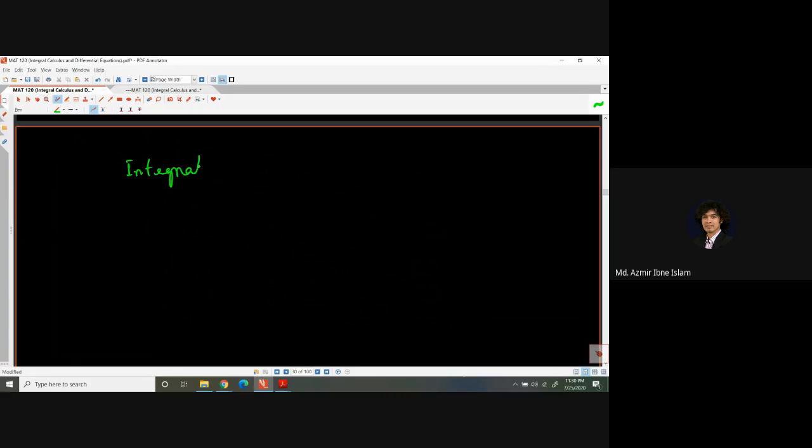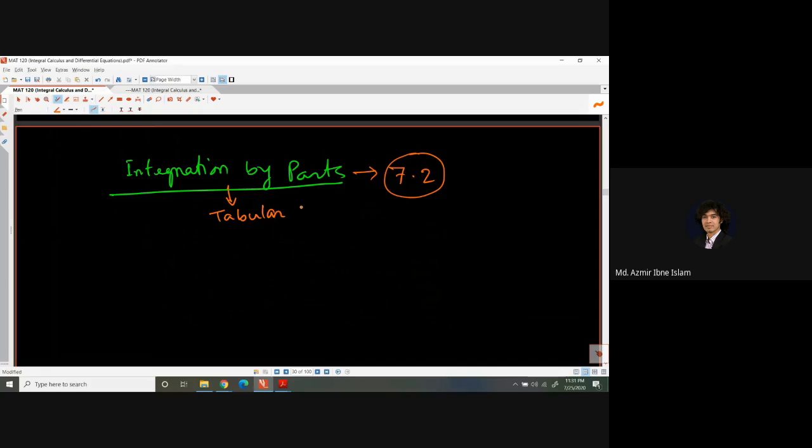So we are studying the integration by parts method, and you will find this concept in section 7.2 of Howard Anton's book. Besides this, we will focus on another technique called the tabular method. Remember, besides integration by parts, we will focus on the tabular method also.